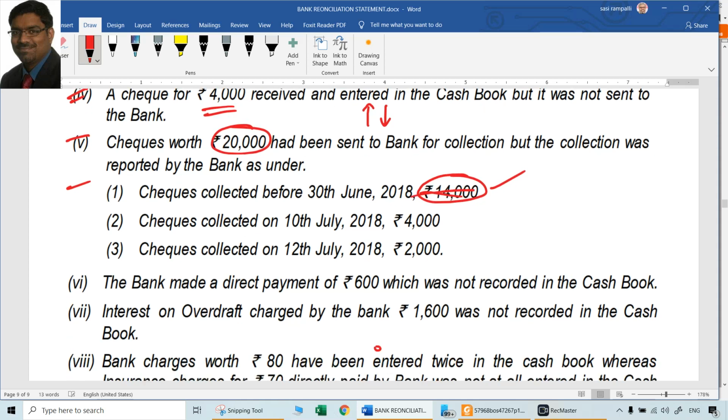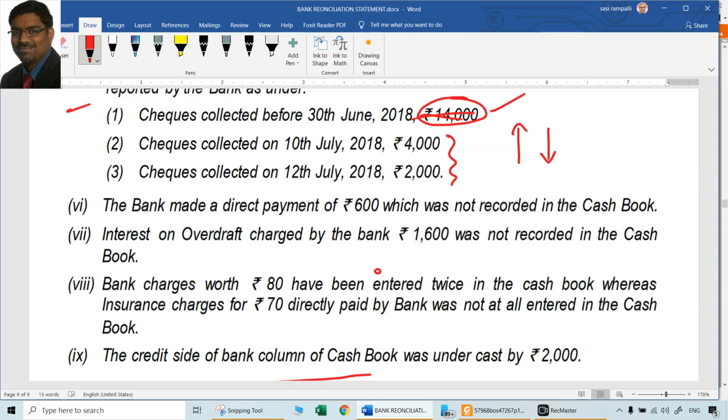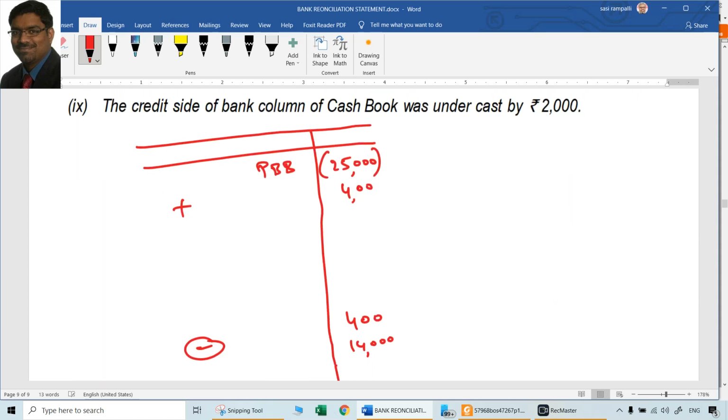So, only problem comes with what? These two other checks, which were not yet collected on 30th June. So, they are sent to bank for collection. Means, in the cash book, we would have already debited, because we thought we already got the money, but bank did not credit it yet because they are collected later on. So what happened here? First impact is again on cash book. Cash book balance is high because of that. Passbook balance is low because of that, since they are not yet collected.